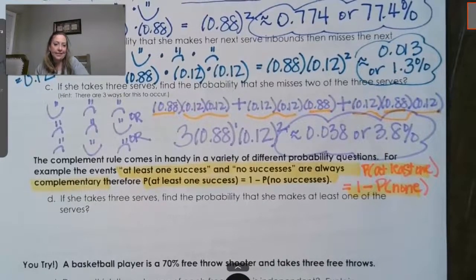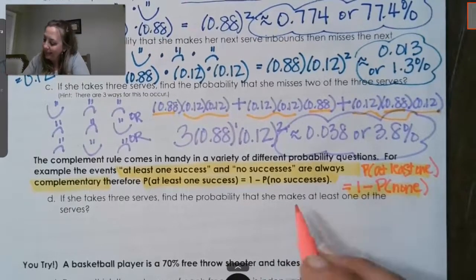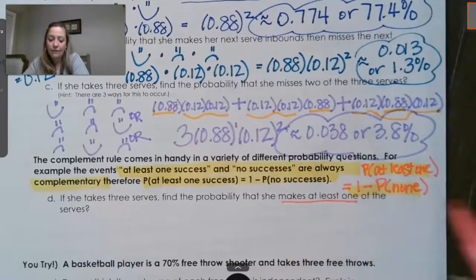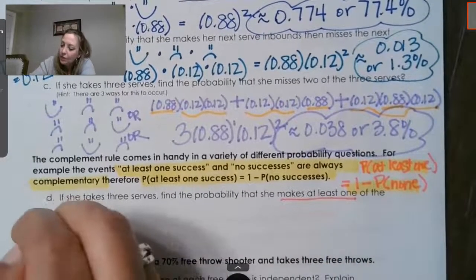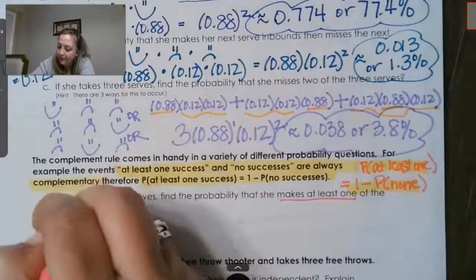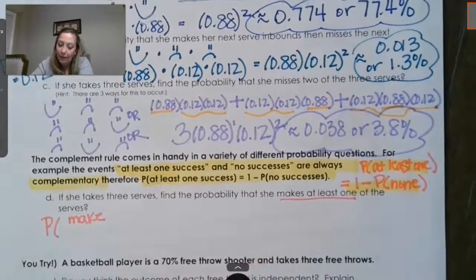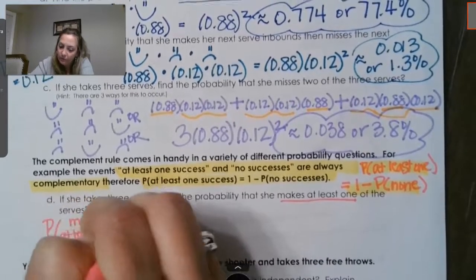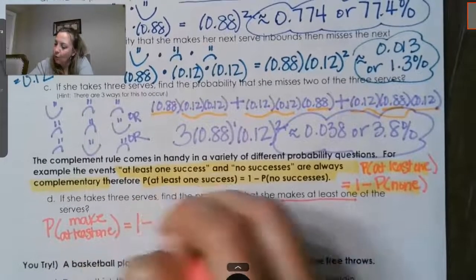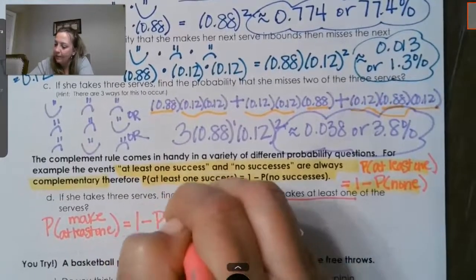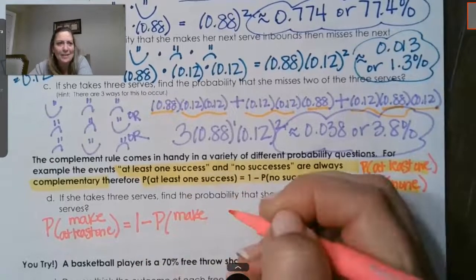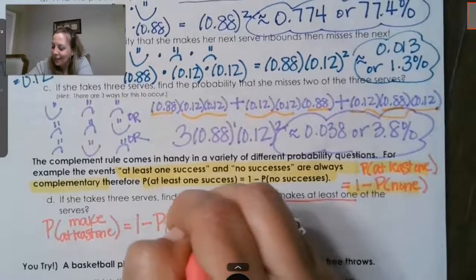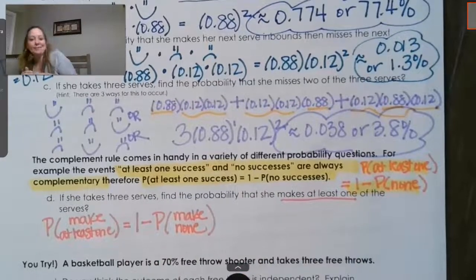Let's use that for letter D. It says if she takes 3 serves, find the probability that she makes at least one of the serves. So let's use the idea that the probability of making at least one is going to be 1 minus the probability of making none, because they're complements, okay?